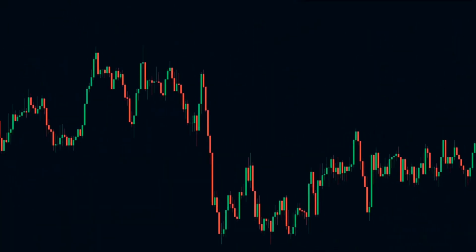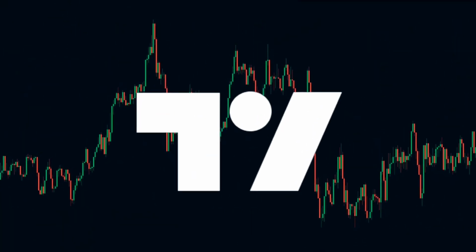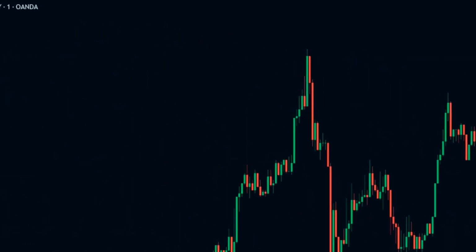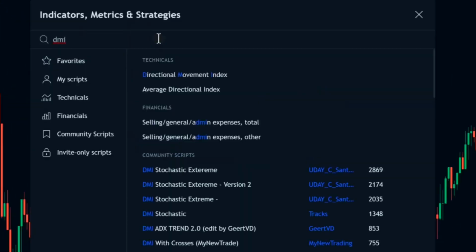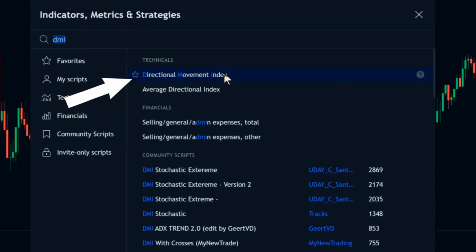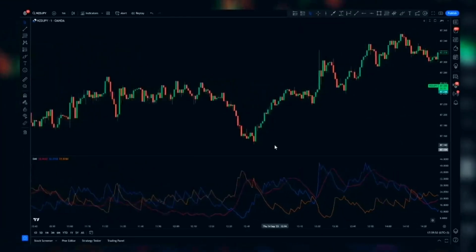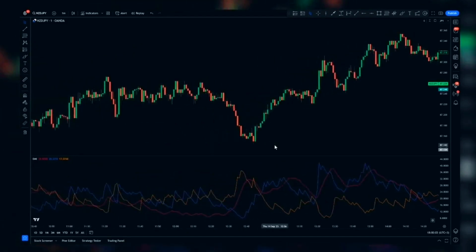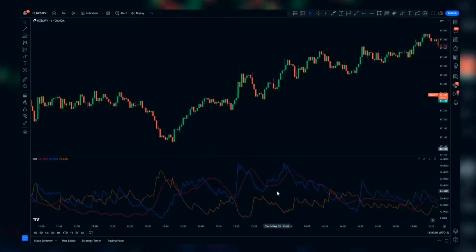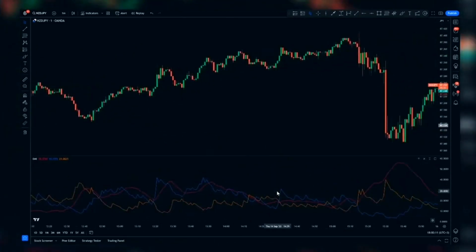To add these indicators to your chart, go to TradingView, load your preferred chart. You can also check the description for my best suggested timeframes and pairs, then click on indicators and type in DMI, selected under the technical tab. The DMI will provide our buy and sell entry signals. This indicator combines 3 separate indicators: the average directional index, the positive directional indicator, and the negative directional indicator.